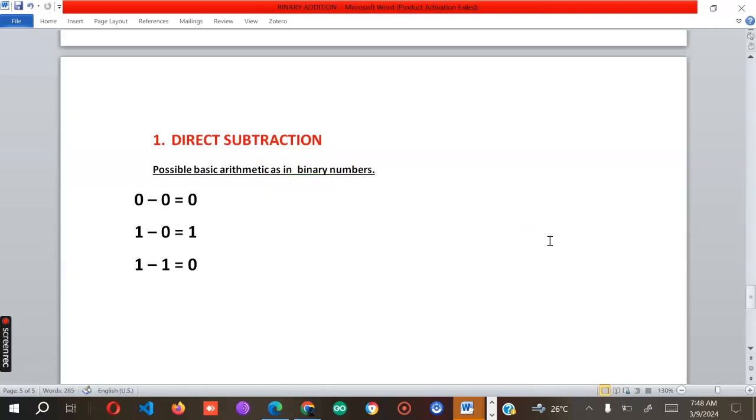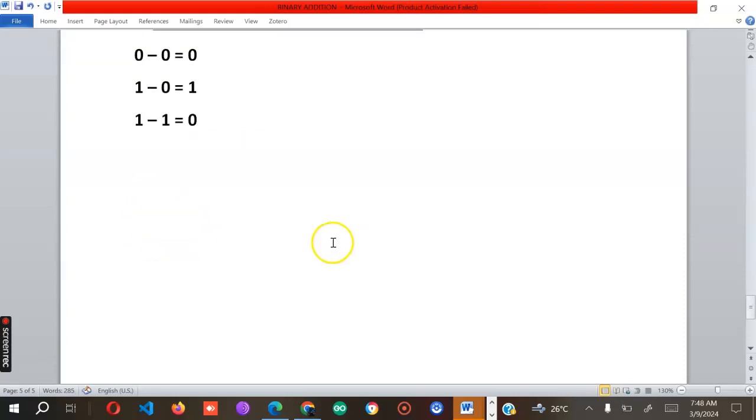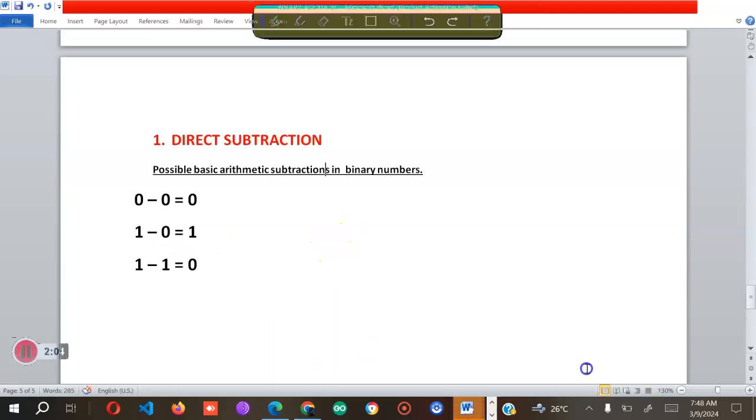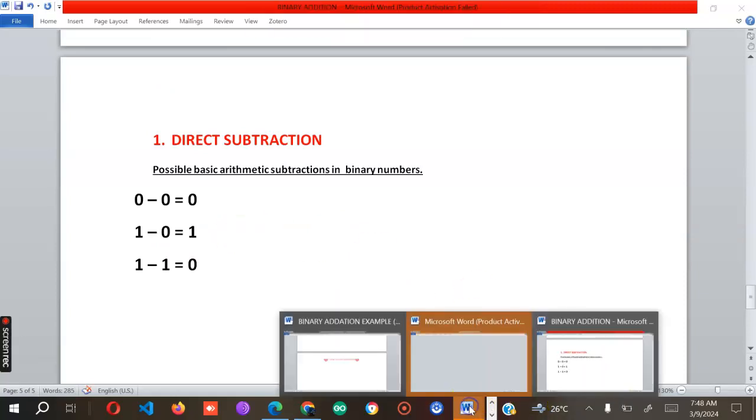So if you look at the first scenario that we have for subtractions, we have 0 minus 0 is equal to 0, while 1 minus 0 is equal to 1, and lastly, whenever you subtract the same digit from itself, you always get 0. So 0 minus 0 is equal to 0, 1 minus 1 is equal to 0. But when we have 1 minus 0, it is equal to 1.